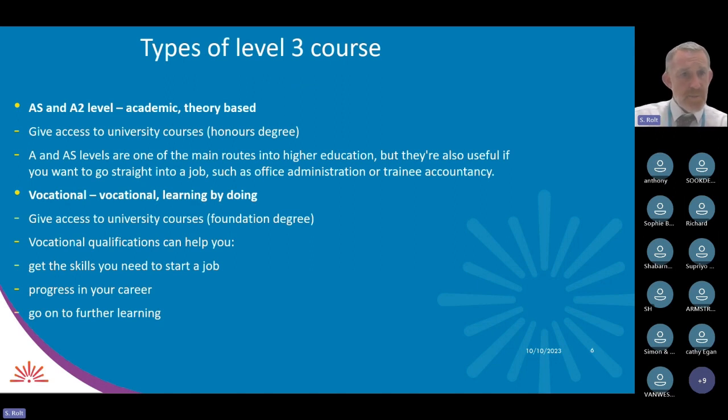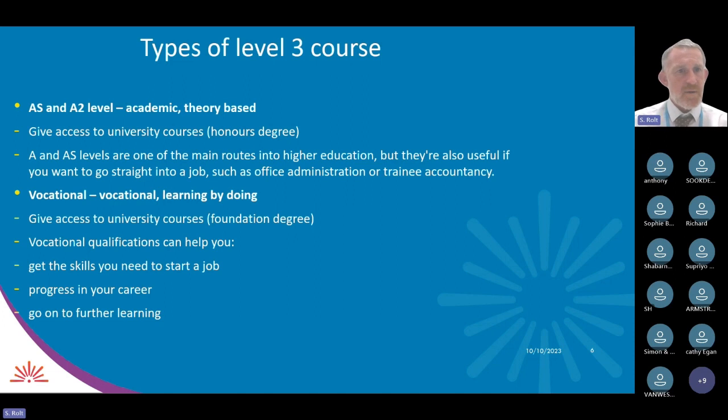So in terms of level 3 courses, the main ones are the AS and the A level. The AS level isn't studied so much now because it got decoupled from A level. So most of our students who go on to level 3 courses at Reigate and go in to do A levels, they will just do the A level. They won't do the AS levels.